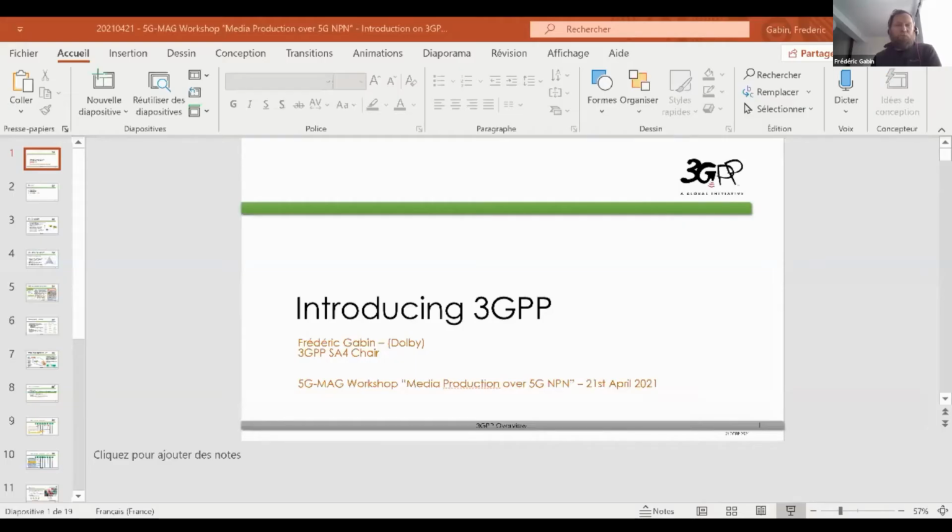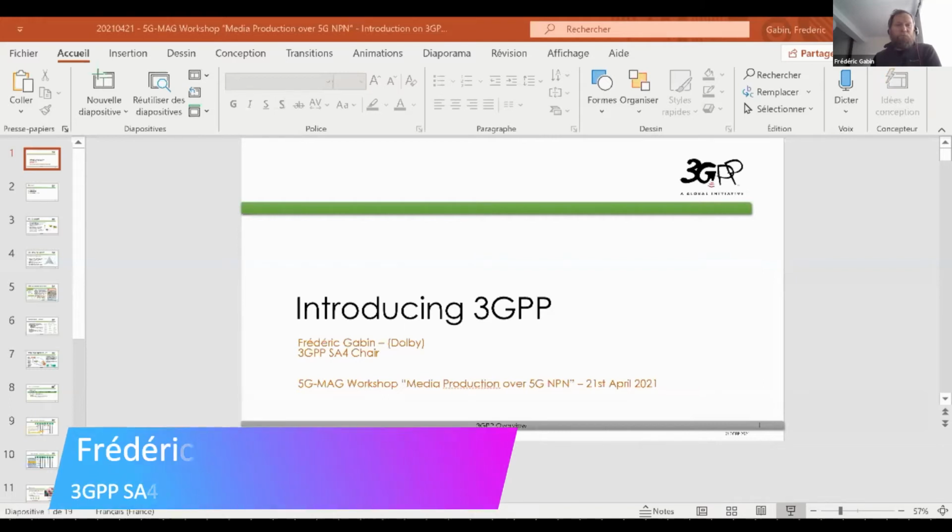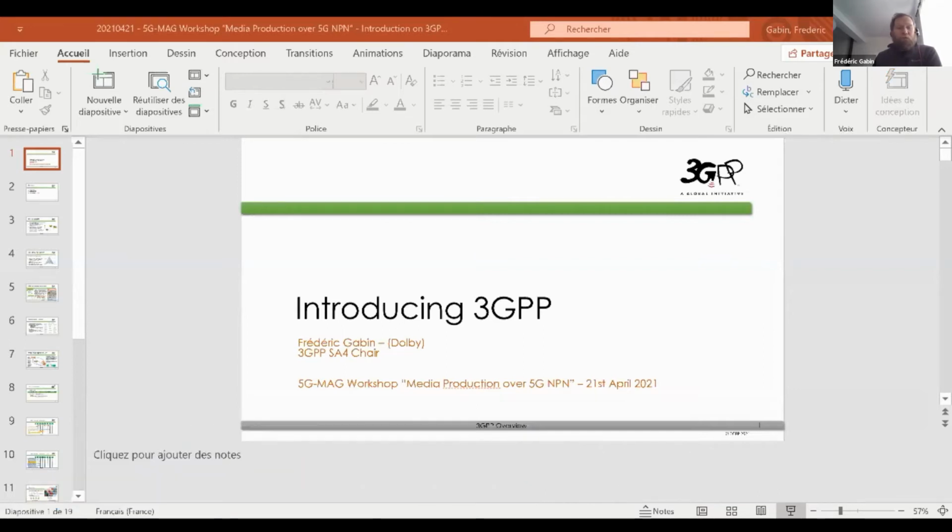So the purpose of these 10 minutes here is that it's part of an overall presentation on the new study work that has just started in 3GPP with regards to media production over 5G non-public networks. This is the first part that gives some overview of 3GPP for those who are not familiar with 3GPP, and I apologize to those who are, who may not learn too much here.